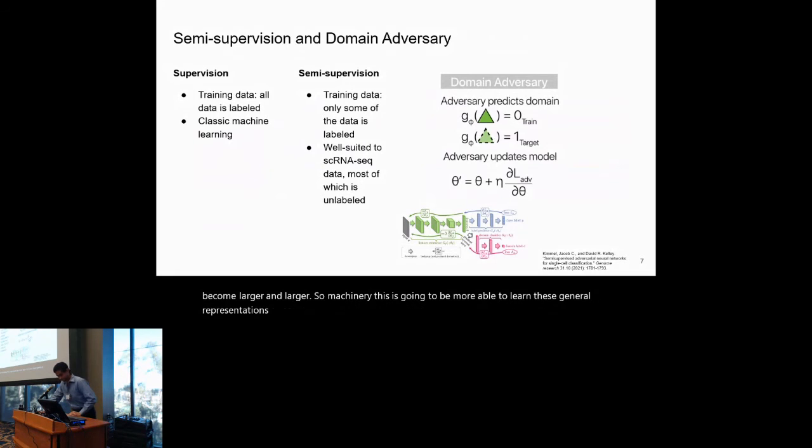each cell type. And then the last machine learning paradigm I want to introduce is a domain adversary, which is a model that performs a binary prediction by assigning a label for each cell and saying whether it's part of the training data set or the test or the target data set.